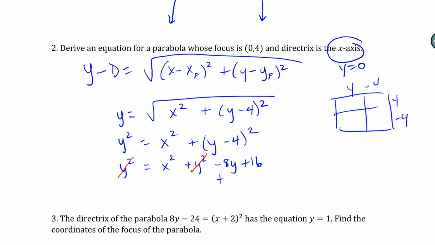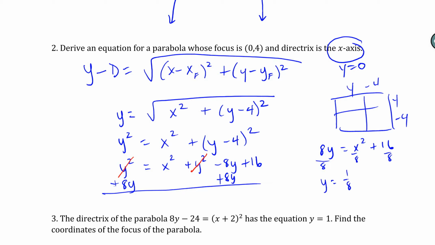So if I move the y term to the other side, because remember we want to get y by itself, I get the equation 8y equals x squared plus 16. Divide everything by 8, and I get y equals 1/8 x squared plus 2.